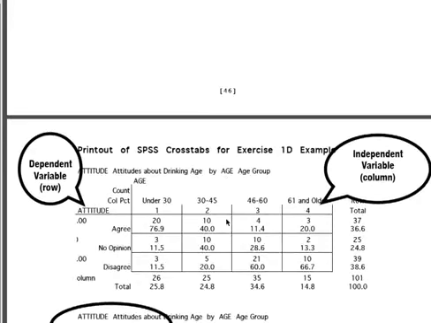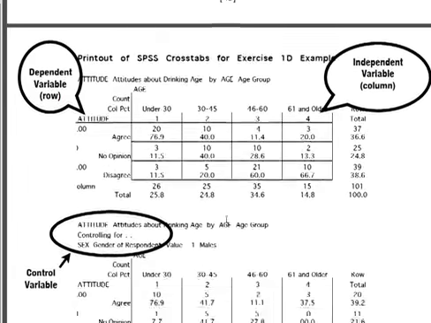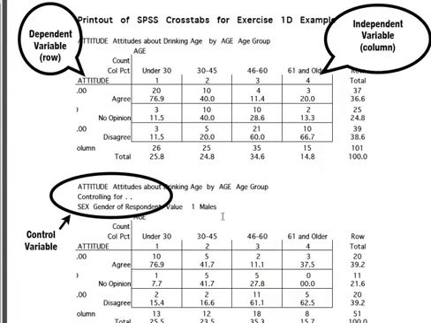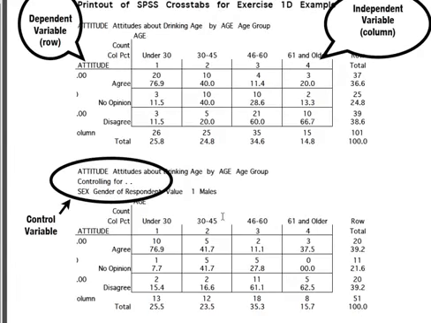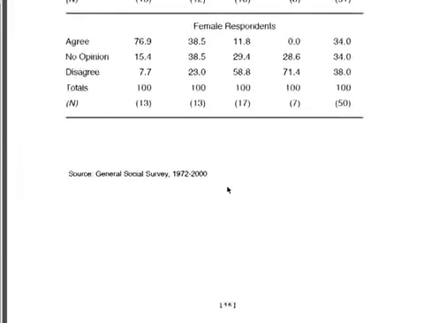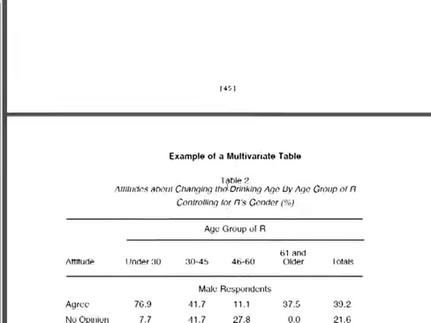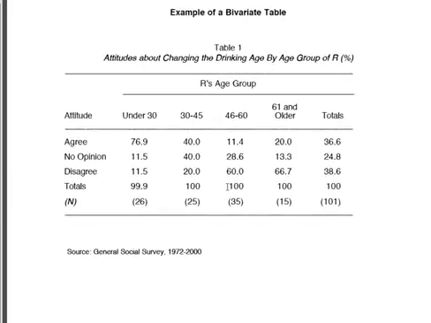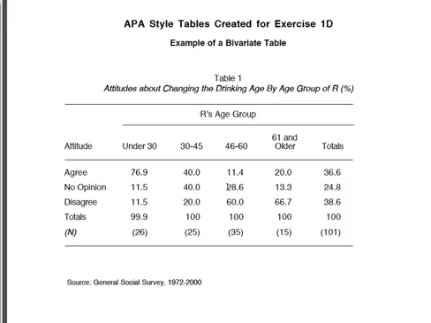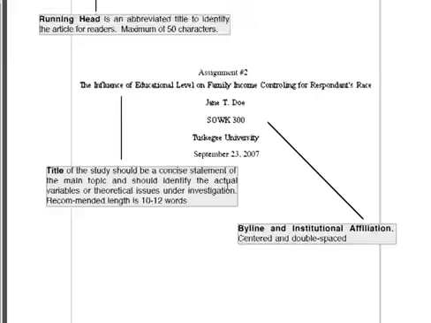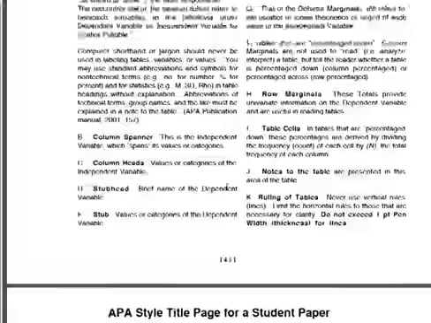Once again, you have your SPSS output, and you don't have to do any math at all for this. All you need to do is be able to read and interpret the SPSS crosstab output and place it in the correct format, which in this case is an APA style table. It's just that easy.